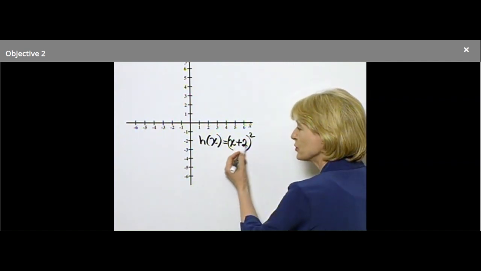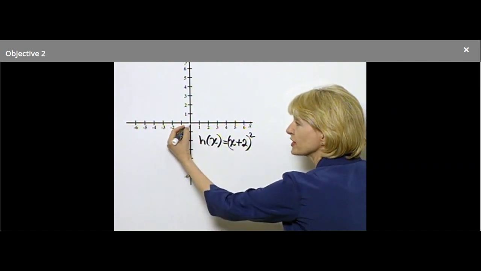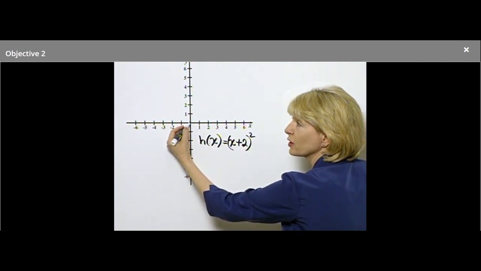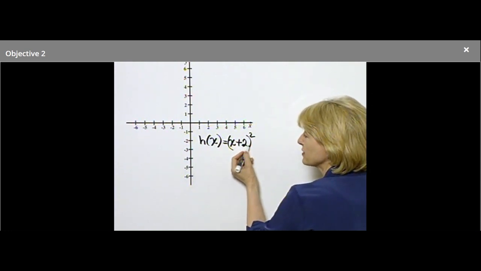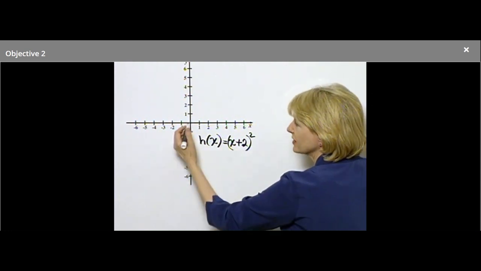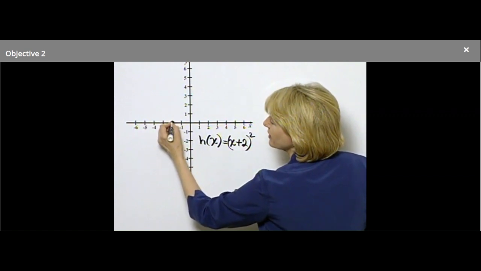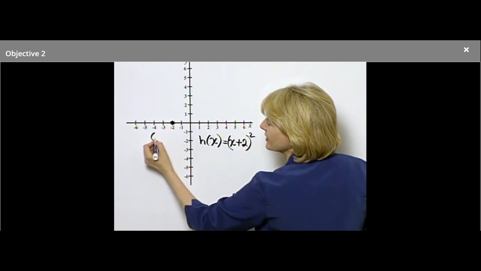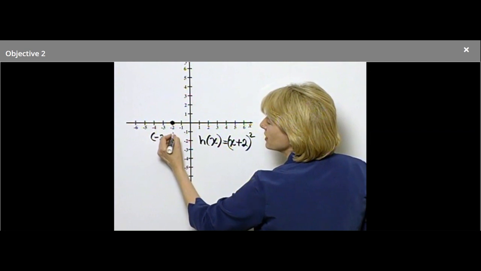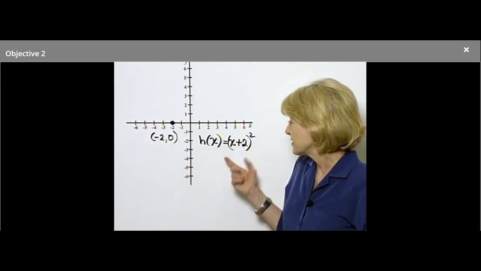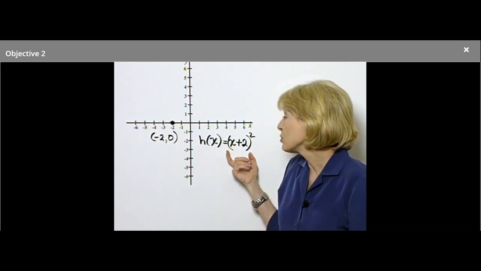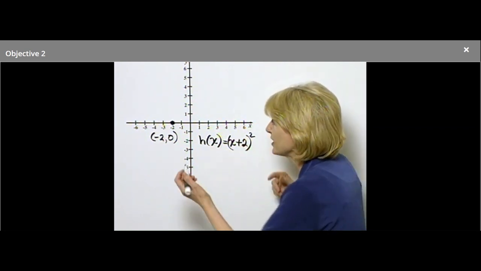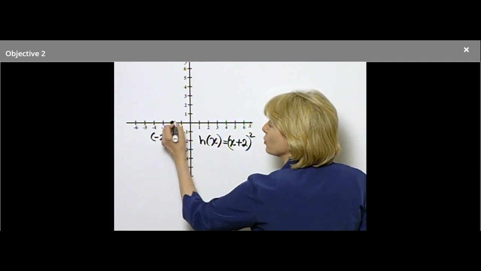So here, the movement is, instead of the vertex being at (0, 0), this causes a movement of 2 units to the left. So now my vertex is right here at (negative 2, 0). It still opens upward and we're still sketching. So basically just sketch the general shape of this graph.